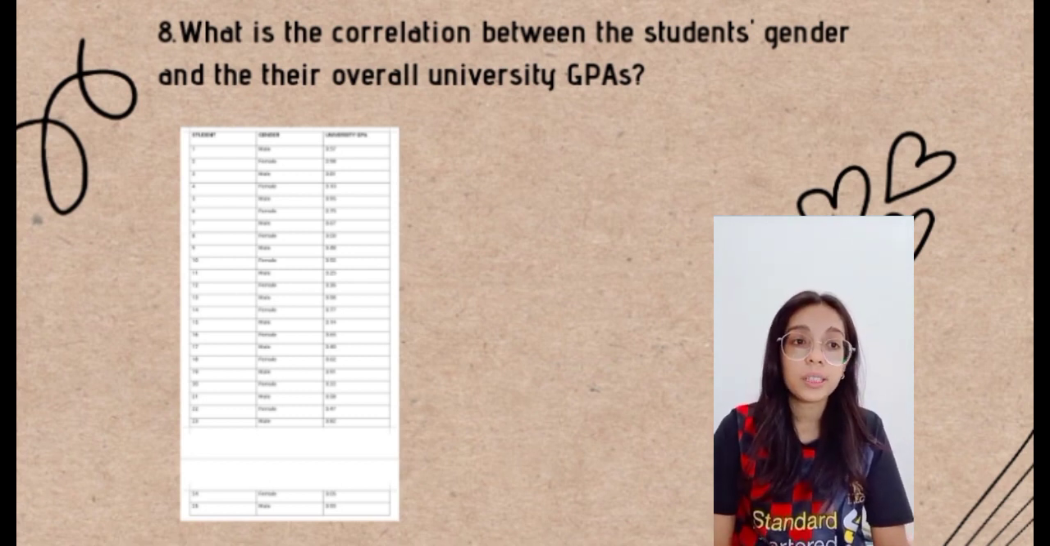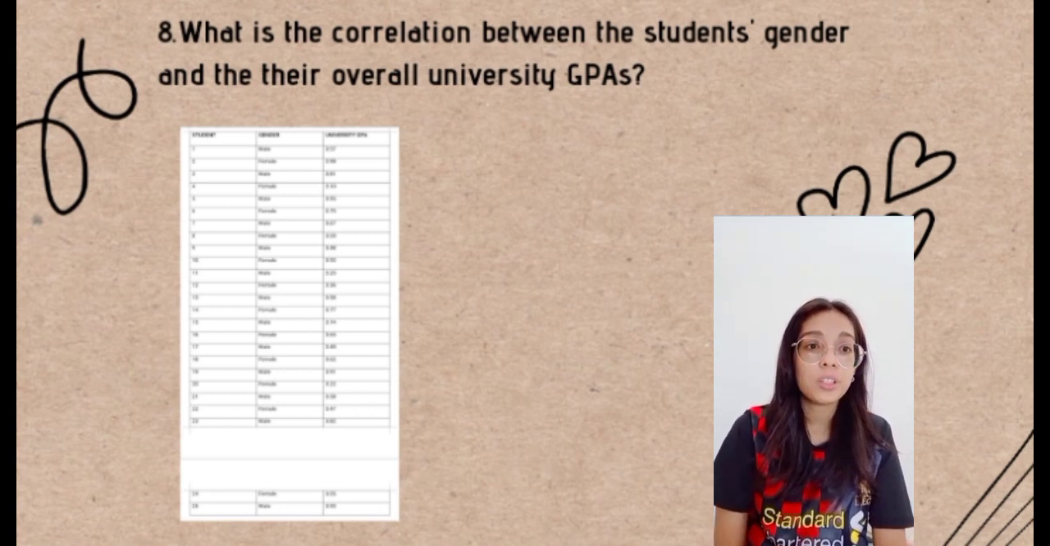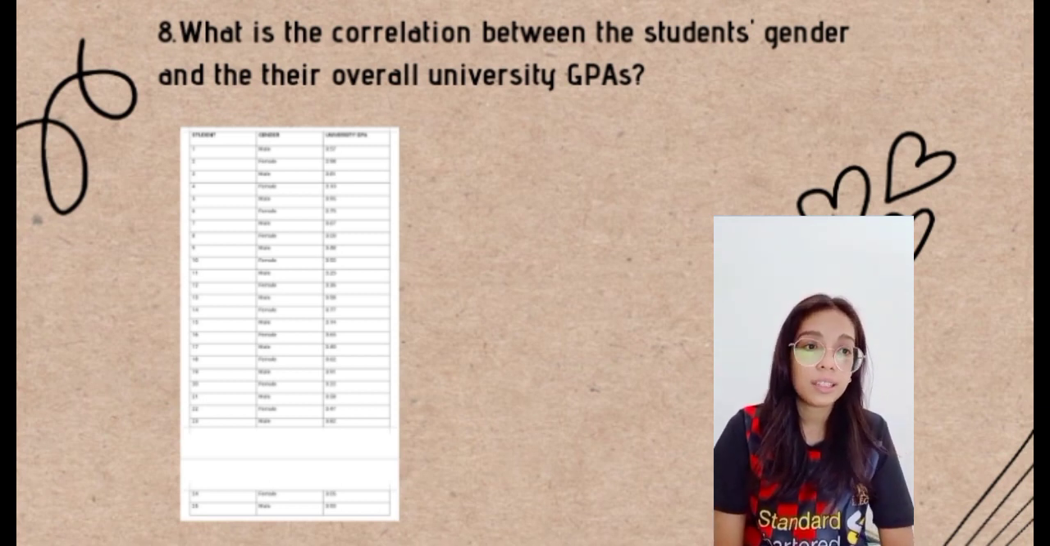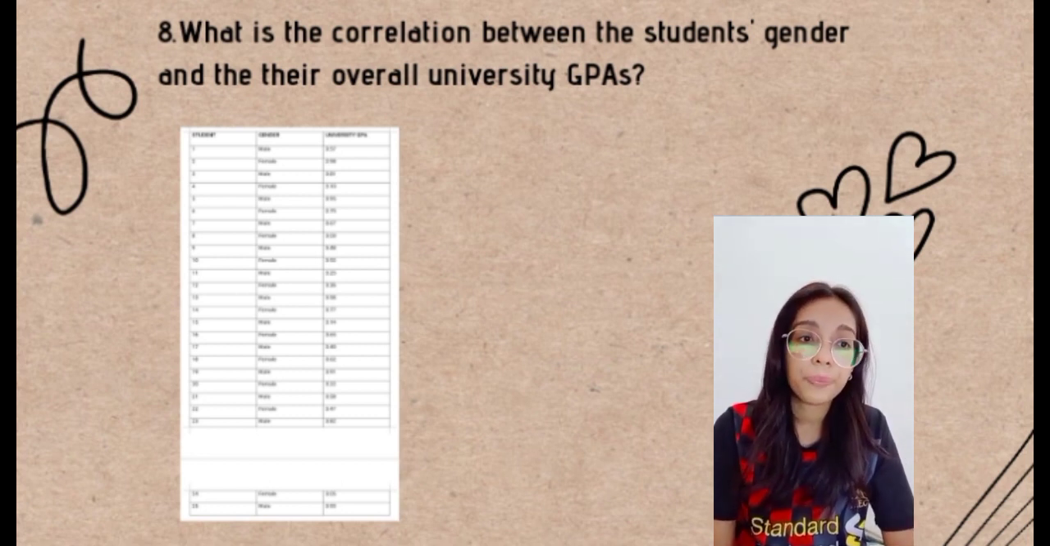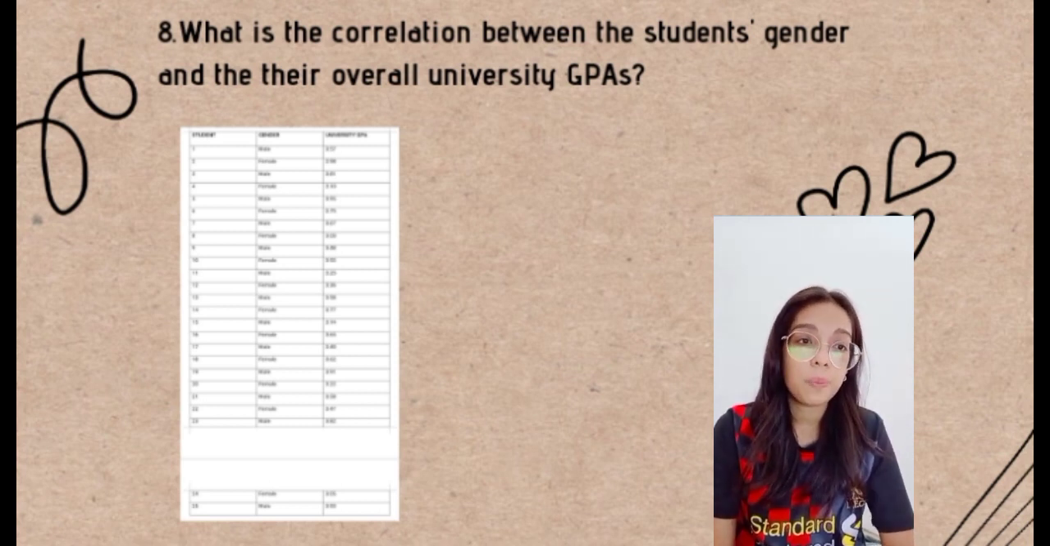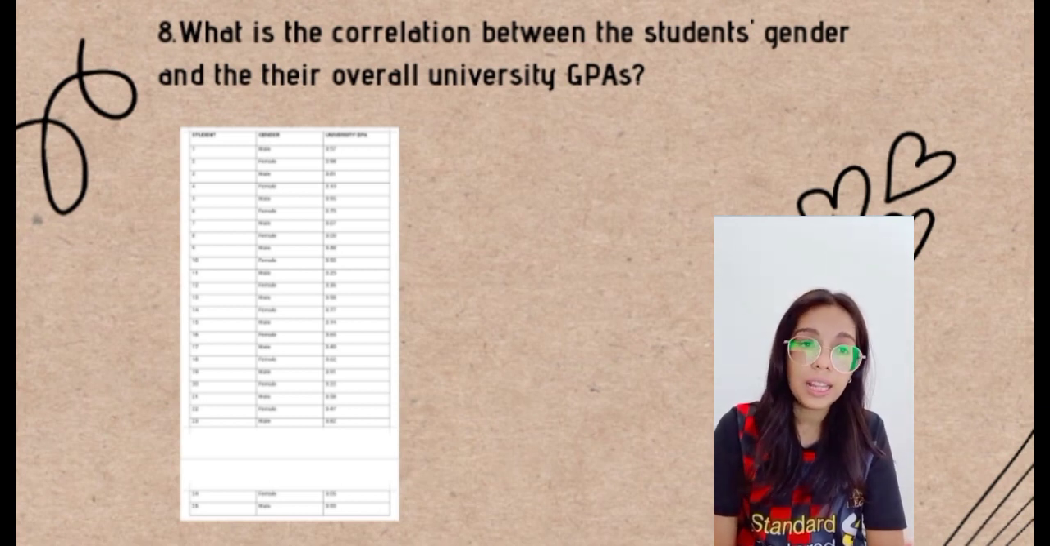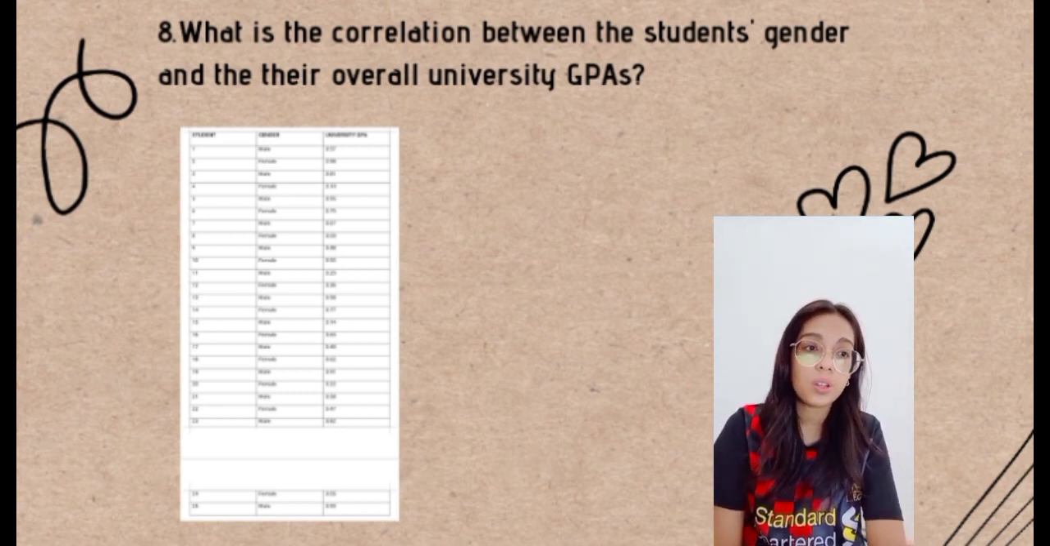To calculate the point-biserial correlation coefficient, we can assign a numeric value to each gender category. For example, let's say we have assigned 0 for male and 1 for female. Using the data, we can calculate the correlation coefficient using statistical analysis software or formula. The resulting coefficient will range from -1 to 1, where a value close to 1 indicates a strong positive correlation: higher university GPA for female. A value close to -1 indicates a strong negative correlation: higher university GPA for male. And a value close to 0 indicates no significant correlation.